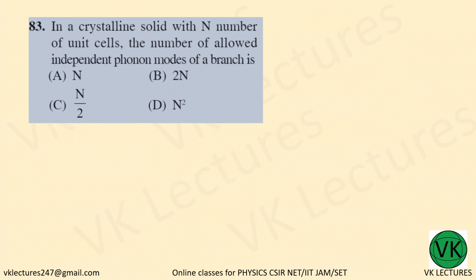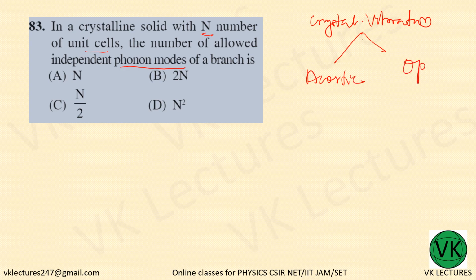In a crystalline solid with n number of unit cells, the number of allowed independent phonon modes of a branch is? Now, crystal vibrations you can classify as acoustic and optical vibrations. These are acoustic frequency and optical frequency. Acoustic represents the lower frequency and optical the higher frequency.